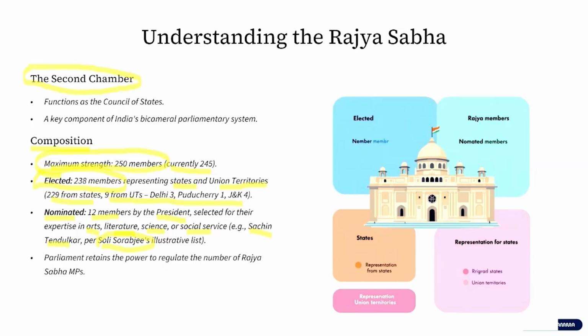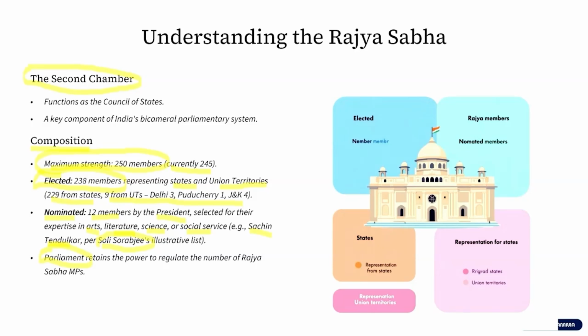This power retains with the Parliament of India. When I say Parliament, I mean Lok Sabha and Rajya Sabha along with the signature of the President. So, for example, tomorrow, if the number of members of Rajya Sabha has to be increased from 250 to 300, then who has to agree for it, or who has to pass it? It has to be passed by the Parliament of India.